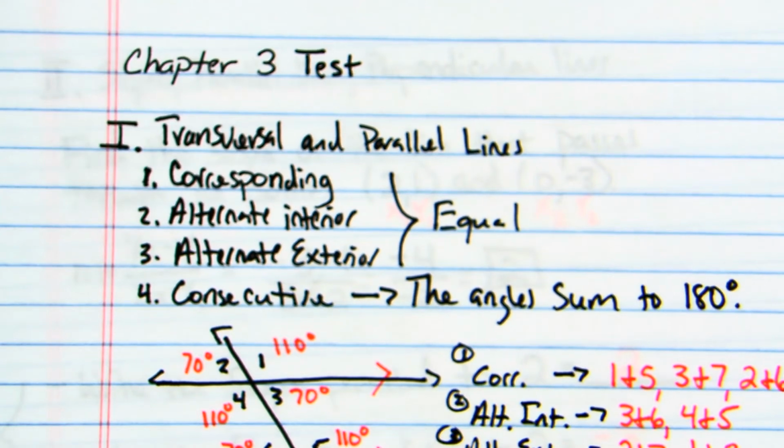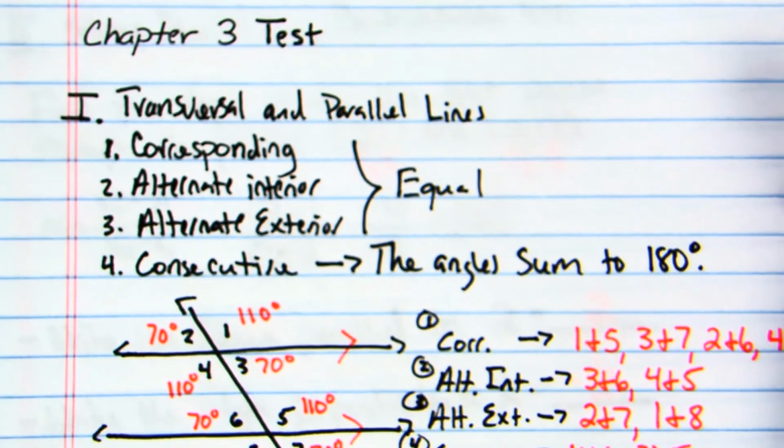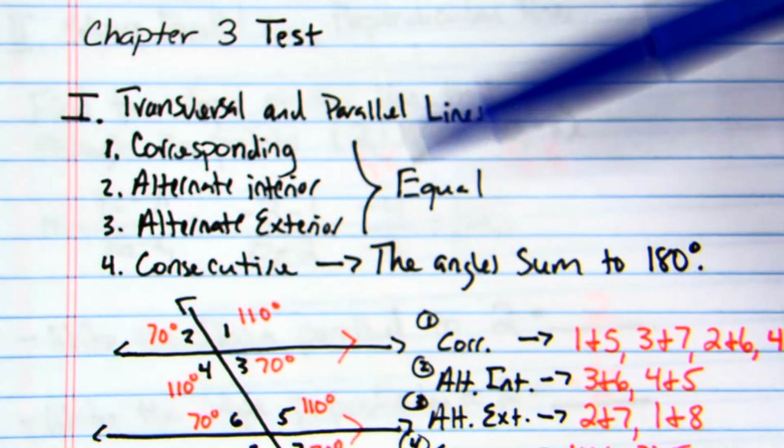Okay, this is Geometry Chapter 3. This chapter, I guess I should say, has two big sections. The first sections cover transversals and parallel lines. It's very important to understand this.